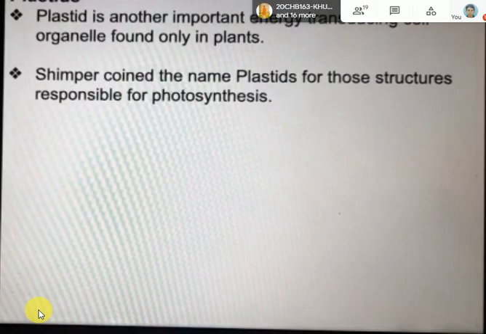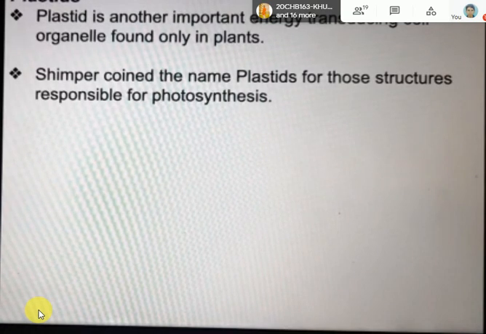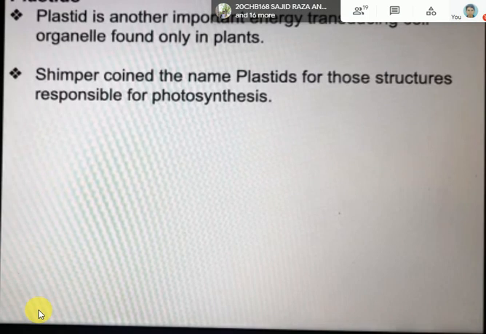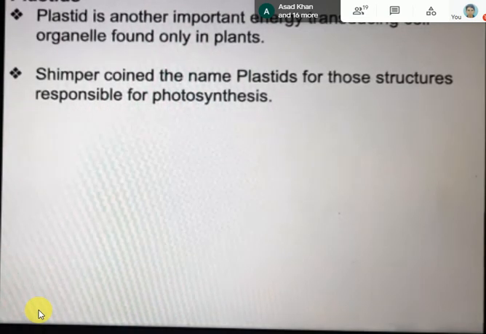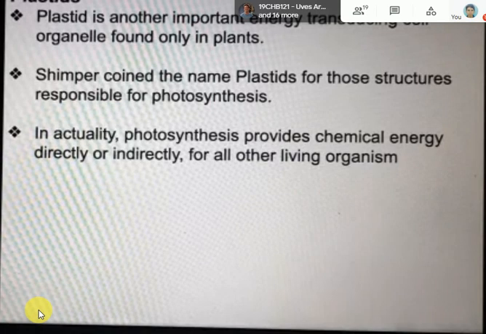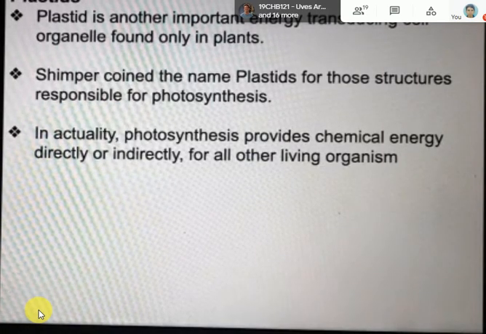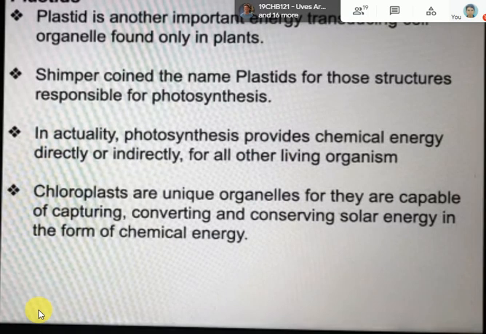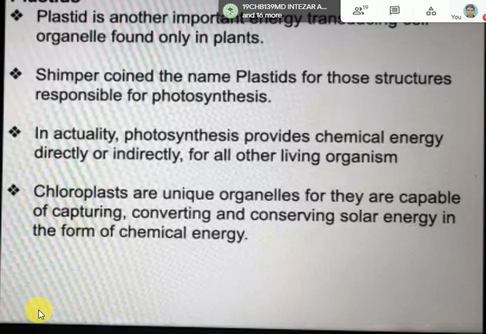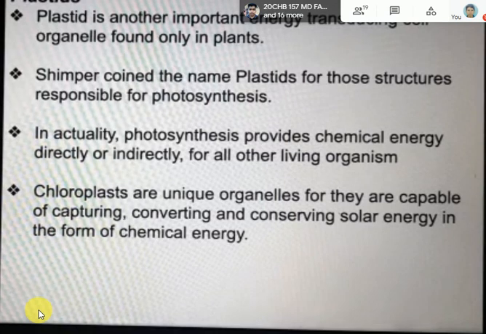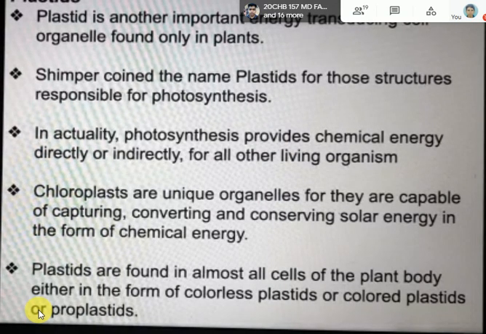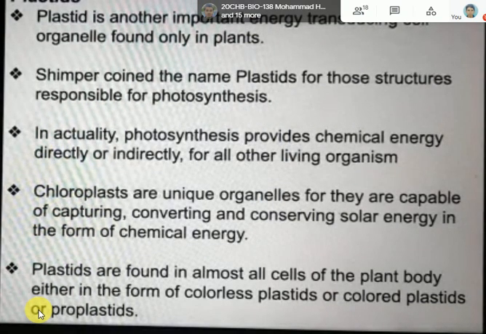Then plastids. Plastids are another important energy-using cell organelle found only in plants. Schimper coined the name plastid for those structures responsible for photosynthesis. Photosynthesis provides chemical energy directly or indirectly for all other living organisms, and chloroplasts are unique organelles capable of capturing, converting, and conserving solar energy in the form of chemical energy. Plastids are found in almost all the cells of the plant body, either as colorless plastids, colored plastids, or proplastids.